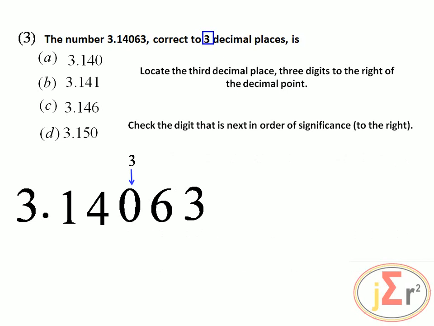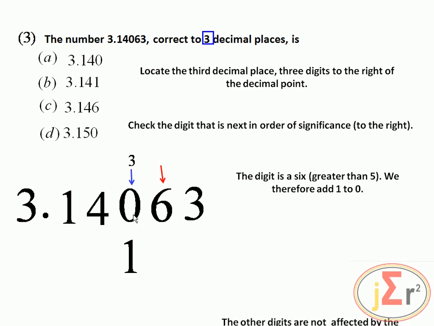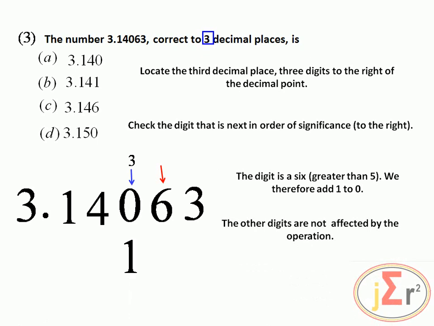Check the digit that is next in order of significance, that is the 1 to the right. The digit is a 6, which is greater than 5. We therefore add 1 to 0. And that is the way that we round numbers. So we go to the specified number of decimal places, then we check the other one. If it is 5 or more, we add 1 right here. So we have 0 plus 1 is equal to 1. The other digits are not affected by the operation. They will return just as we have them. The correct answer is option B.